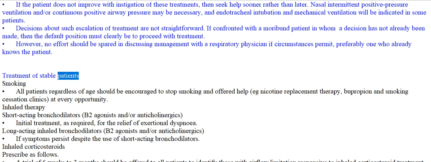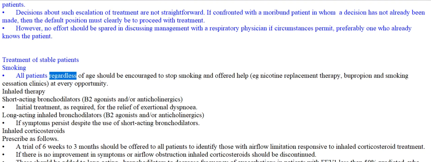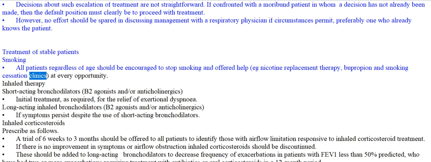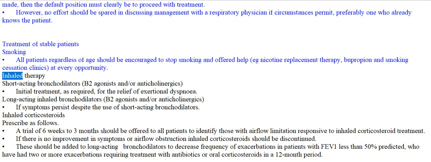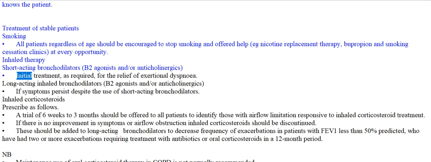Treatment of stable patients. Smoking: all patients regardless of age should be encouraged to stop smoking and offered help, e.g. nicotine replacement therapy, bupropion, and smoking cessation clinics, at every opportunity. Inhaled therapy. Short-acting bronchodilators, B2 agonists and/or anticholinergics: initial treatment, as required, for the relief of exertional dyspnea.